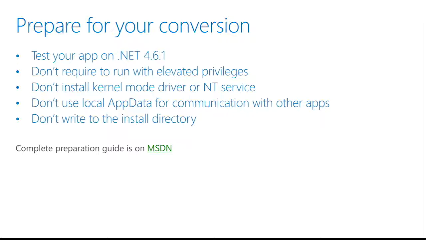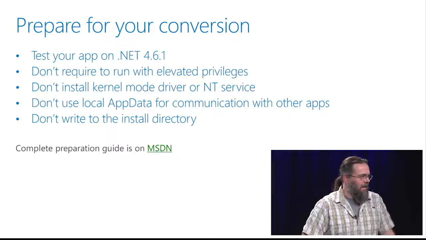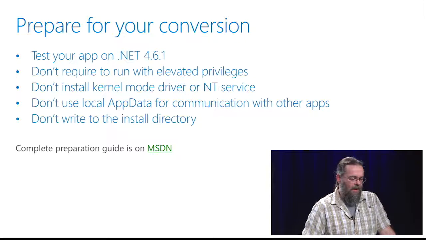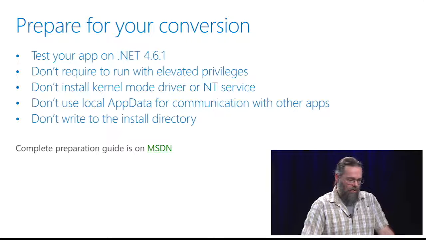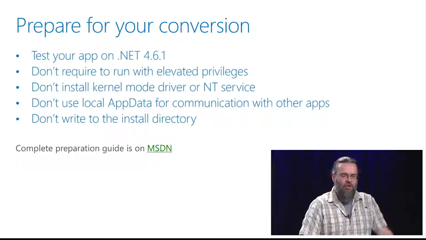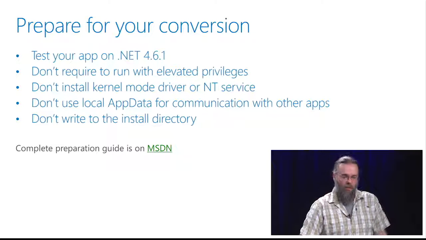And so here are a couple that I want to call out as part of your preparation for conversion. You want to make sure you test your app on .NET 4.6.1 to make sure it works with the version of .NET that is in the box on Windows 10 Anniversary Update. You don't want to require it to run with elevated privileges. The user can install your app from the store without requiring elevated privileges, so they should be able to run it without extra privileges as well. Don't install kernel mode drivers or NT services with your package. Those have system-wide impact, and we can't guarantee a per user clean install and uninstall for those types of components.